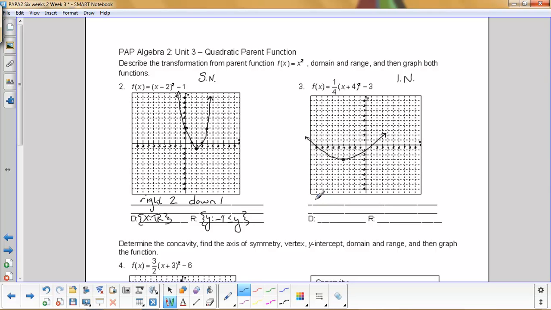At this point in time, we have vertical compression of 1/4, left 4, down 3. Domain and range in interval notation: negative infinity through positive infinity. Range will begin at negative 3 and continue to positive infinity.